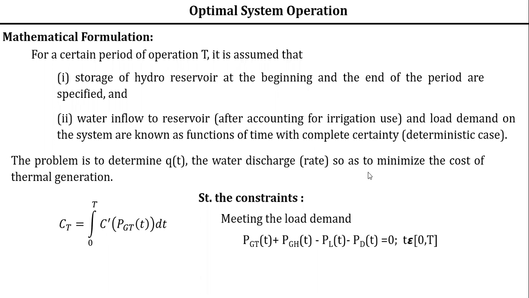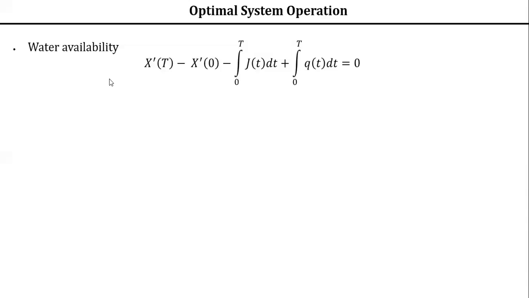In addition to this, we are going to get additional constraints. What are those additional constraints? I told you about the water availability in the reservoir, and I gave the water availability equation. What is J? It is the inflow of water into the reservoir. What is Q? It is the rate at which water is discharged from the reservoir. That means through the penstock, we use this water force to rotate the turbines. After that, the water is discharged after striking the turbines. Isn't it?